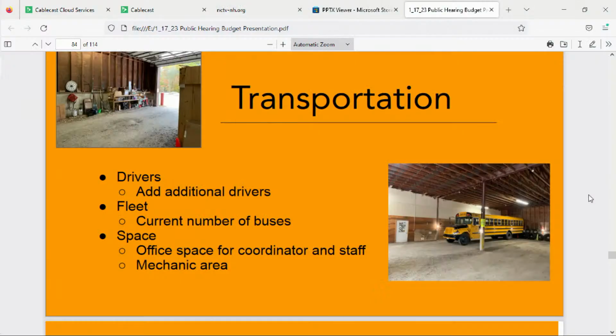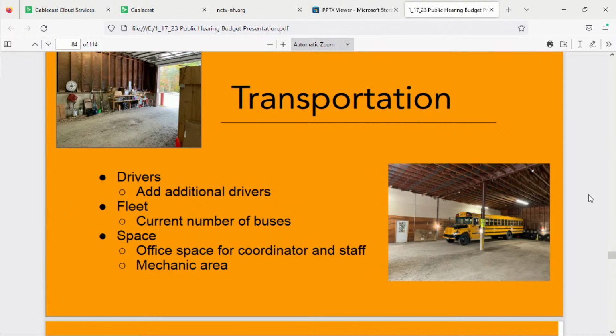So currently in transportation, we're trying to add drivers. We have a certain number of buses that we're trying to possibly replace down in the future. And obviously, our biggest need is having a place to work on our buses, besides a little shack made out of cardboard. Honestly, it's cheaper for us to work on our buses versus sending them out to another company to do it.